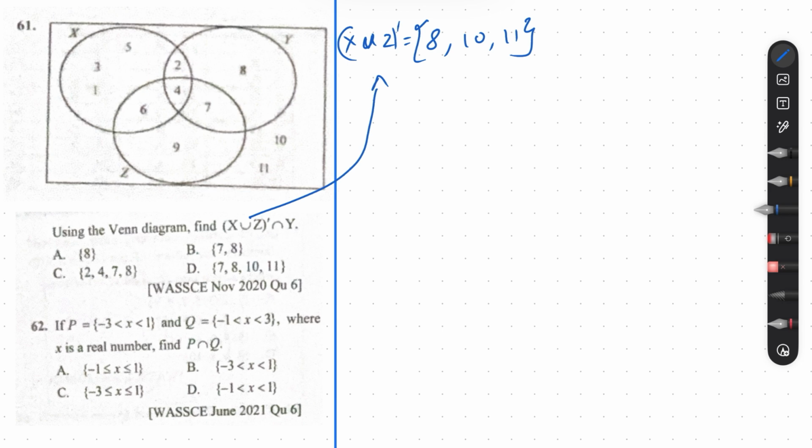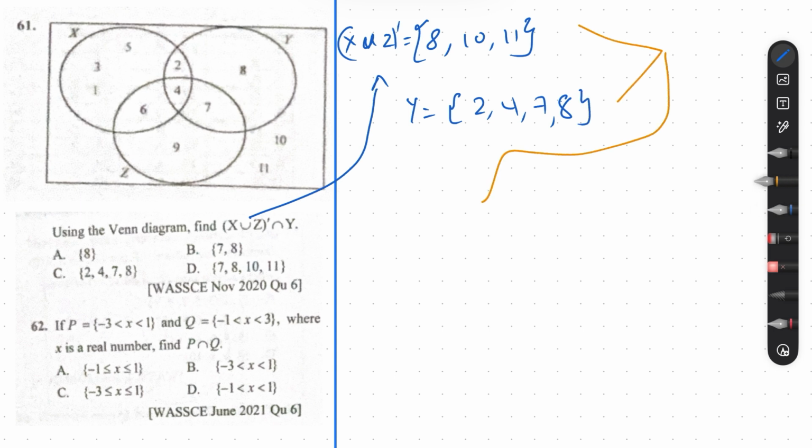We know that y is everything in this circle right here. Sorry, this circle right here. That is y, which is what? 2, 4, 7, 8. Let's write it down. Y is 2, 4, 7, 8. So we need to find the intersection of this and this.